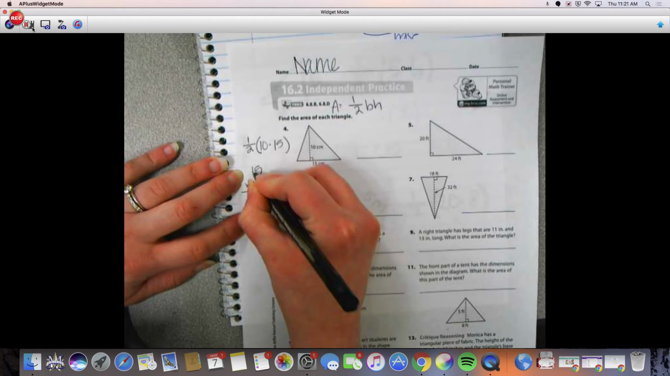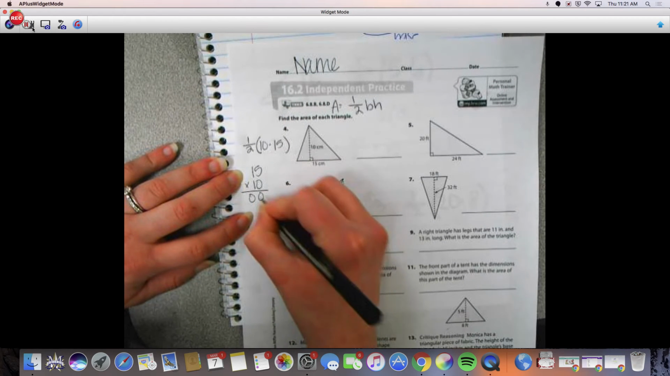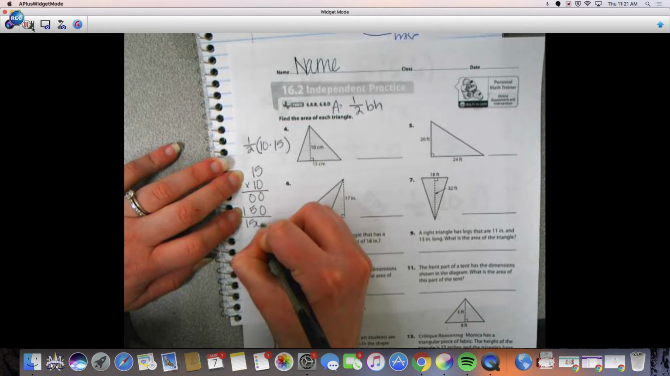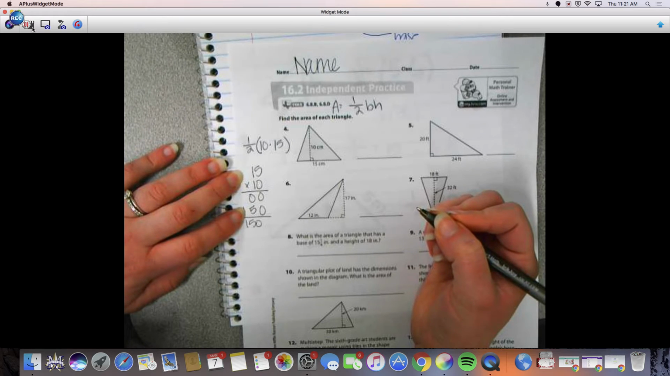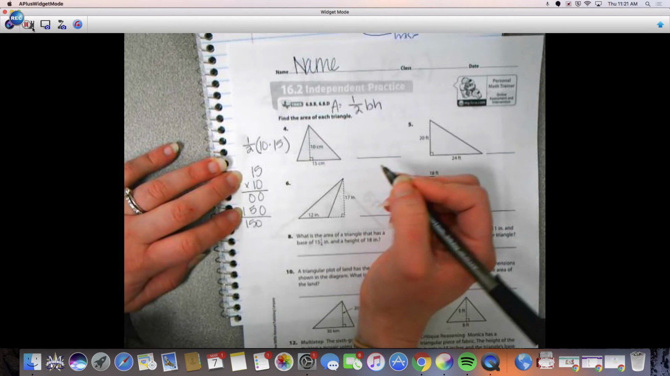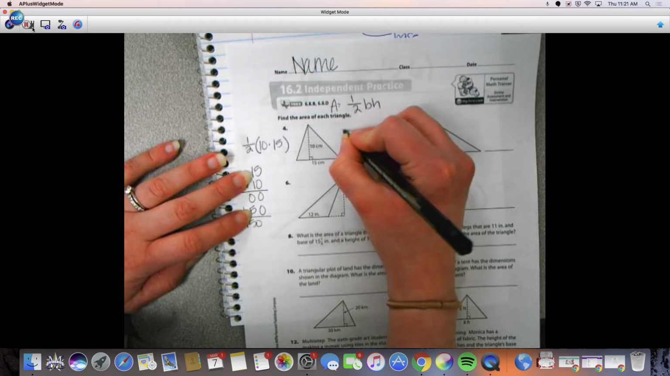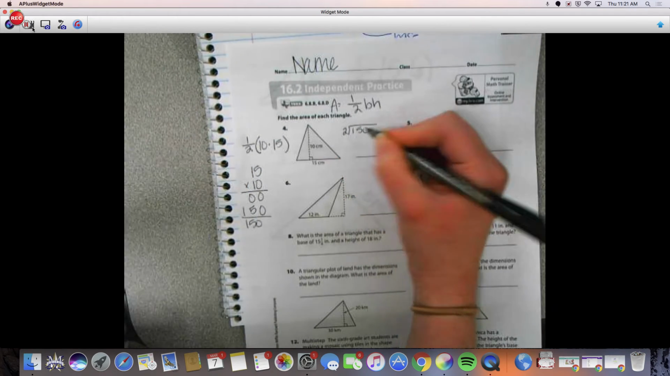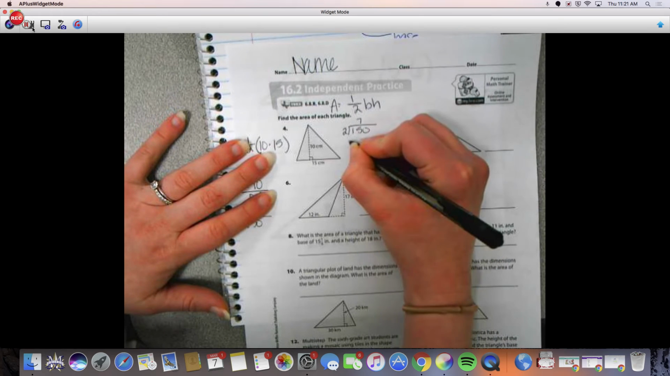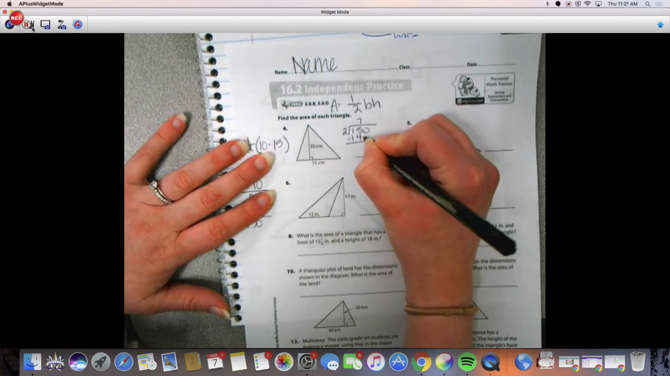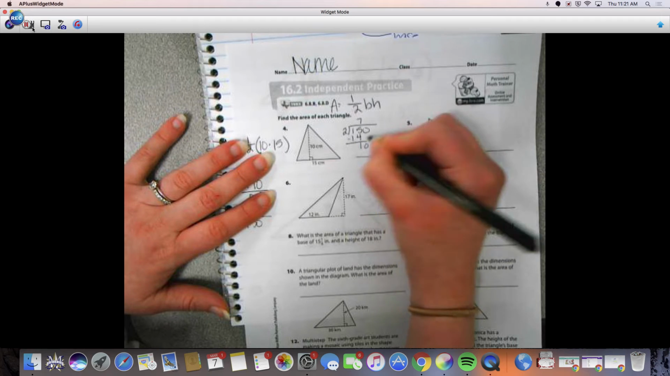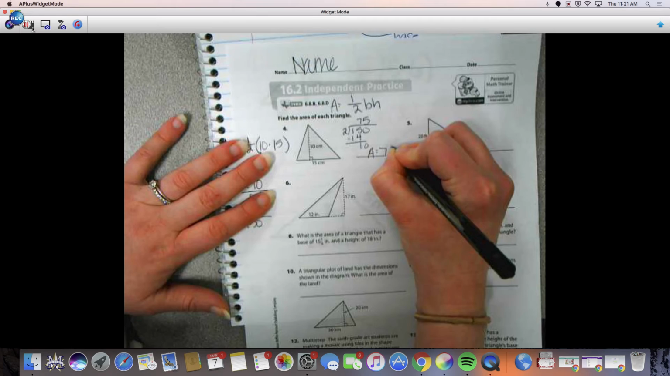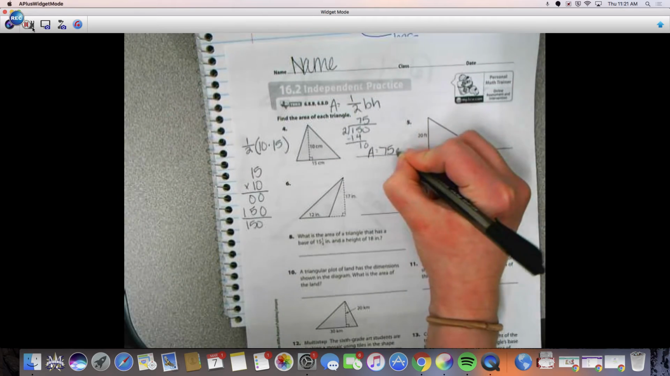I know that's 0, 0, 0, 5, 1, and I get 150. Now I have to divide by what? 2 every time. So 150 divided by 2. How many times can 2 go into 15? 7 times, and we get 14. We subtract and we get 10, and 2 can go into 10 5 times. So A equals 75 centimeters.